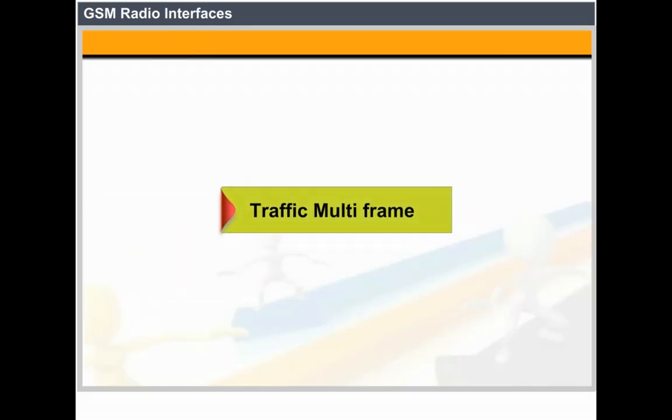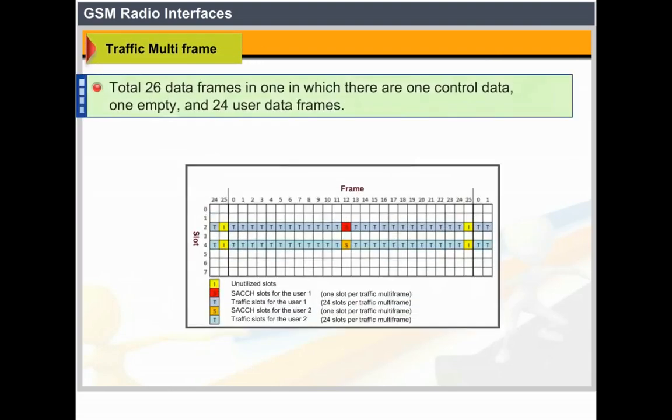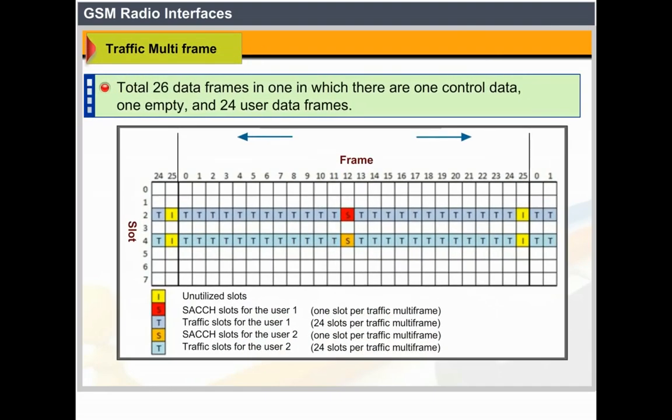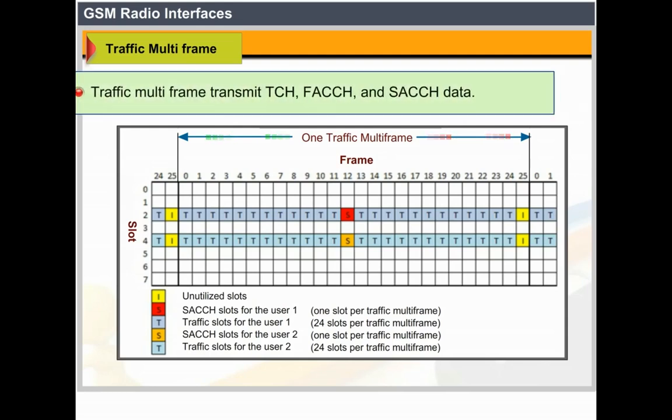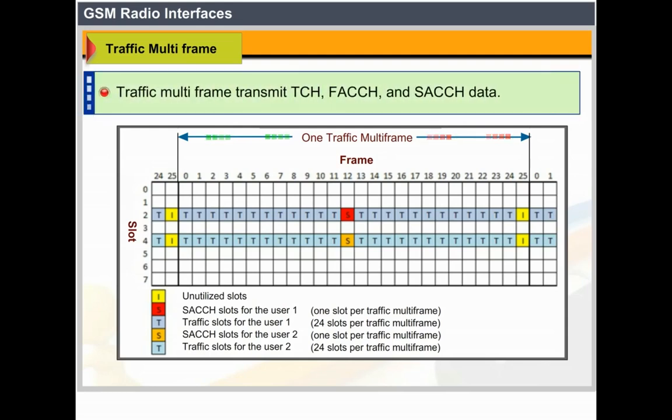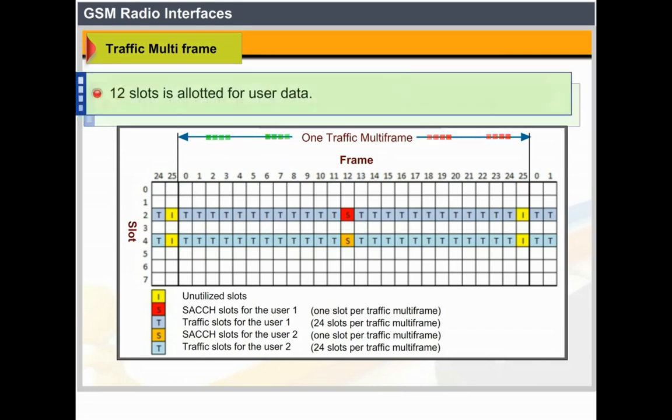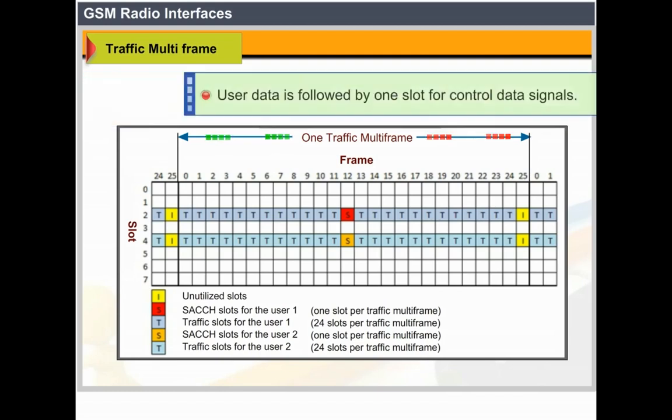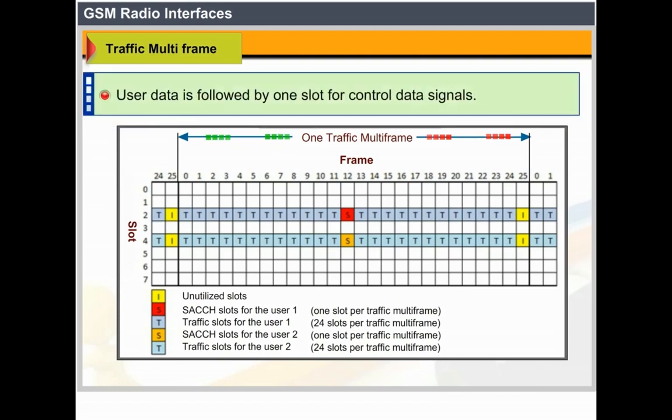Traffic multi-frame. Total 26 data frames in one, in which there are 1 control data, 1 empty and 24 user data frames. Traffic multi-frames transmit TCH, FACCH and SACCH data. 12 slots for user data. User data is followed by 1 slot for control data signals.